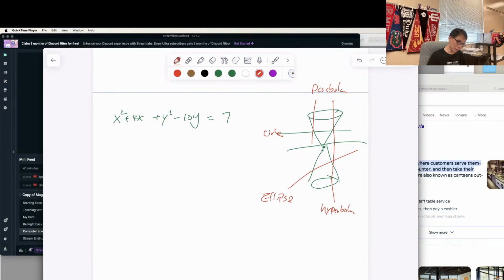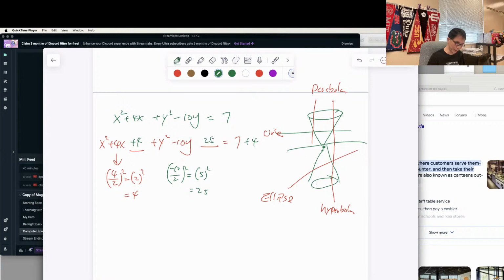So if you do this, x squared plus 4x, I just have to catch Andy up a little bit. I think he's gonna catch up to you guys. So I'm gonna leave this part blank. I'm gonna take this number 4 divided by 2 squared. It's called completing the square. And that's 4. So you're adding 4 here, you must add 4 to the other side. Negative 10 divided by 2 squared is equal to 5 squared, that's equal to 25. So you're adding 25 on this side, you must add 25 to the other side.